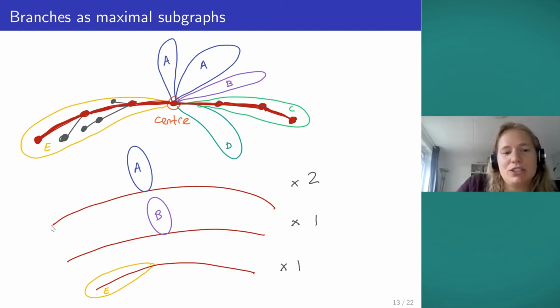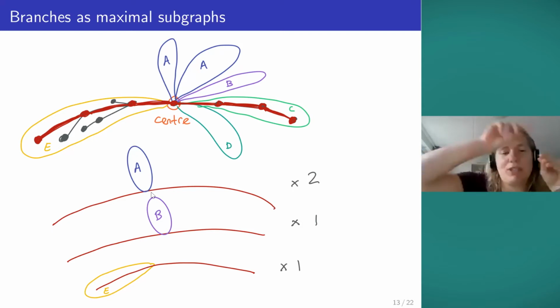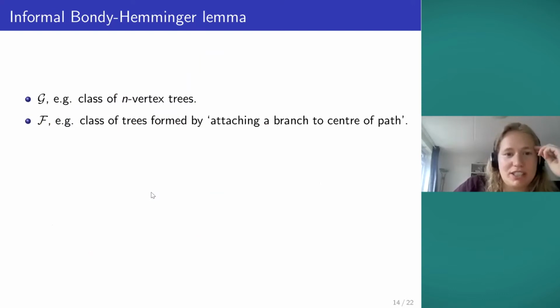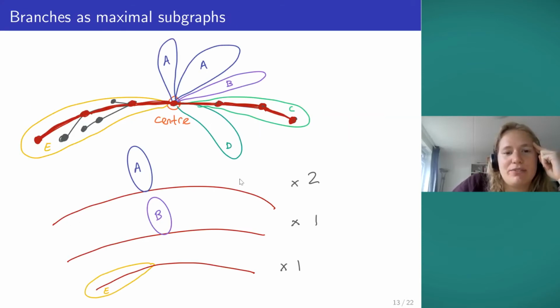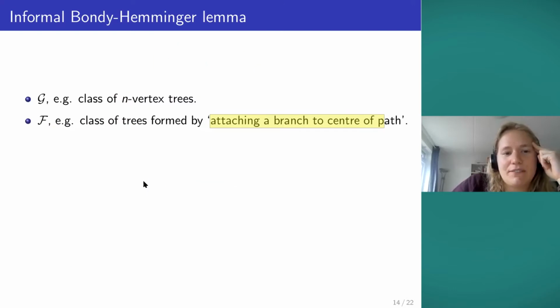So what we now want to do is reconstruct these kinds of things, a long path with something hanging off it. We will do this by viewing this as a maximal subgraph. There's a counting result from Bondy and Hemminger. In our case, we start with the class of all n-vertex graphs. Now the class of graphs we want to do counting for are a path with something hanging off the center. This class F will be exactly these kinds of graphs.